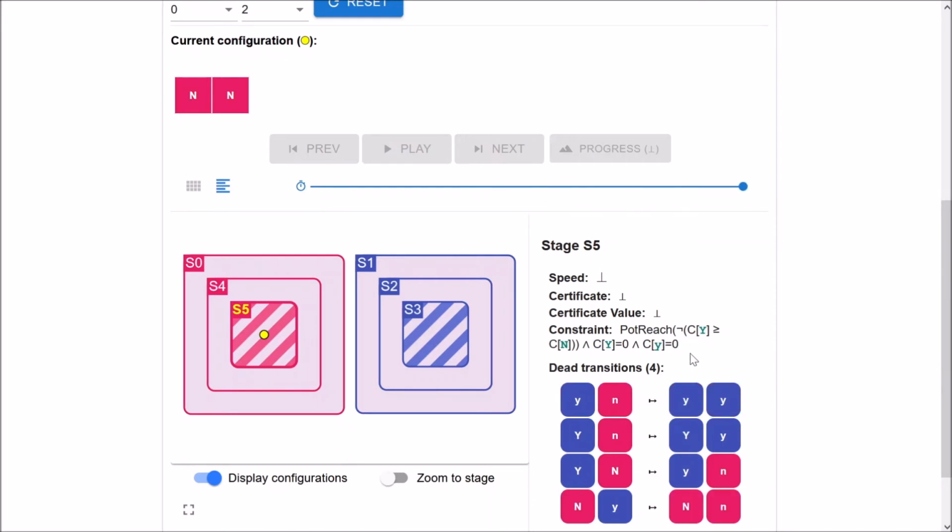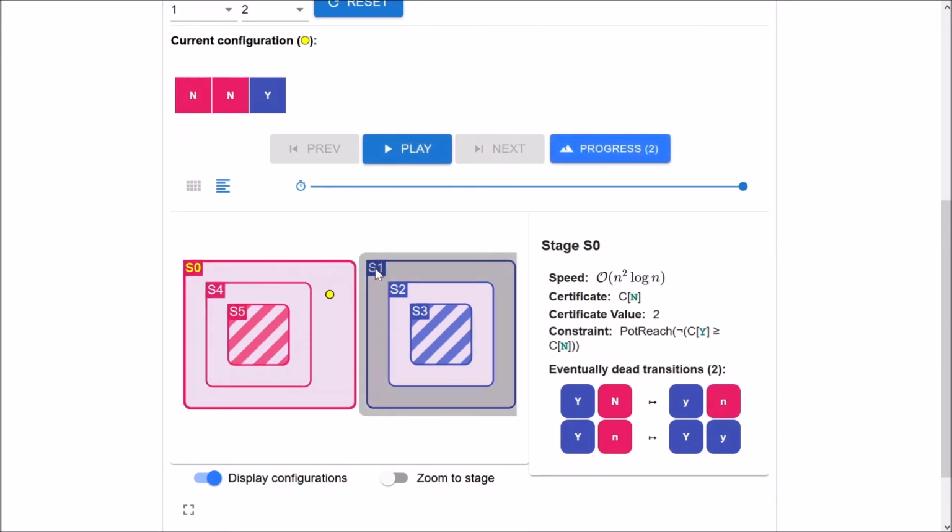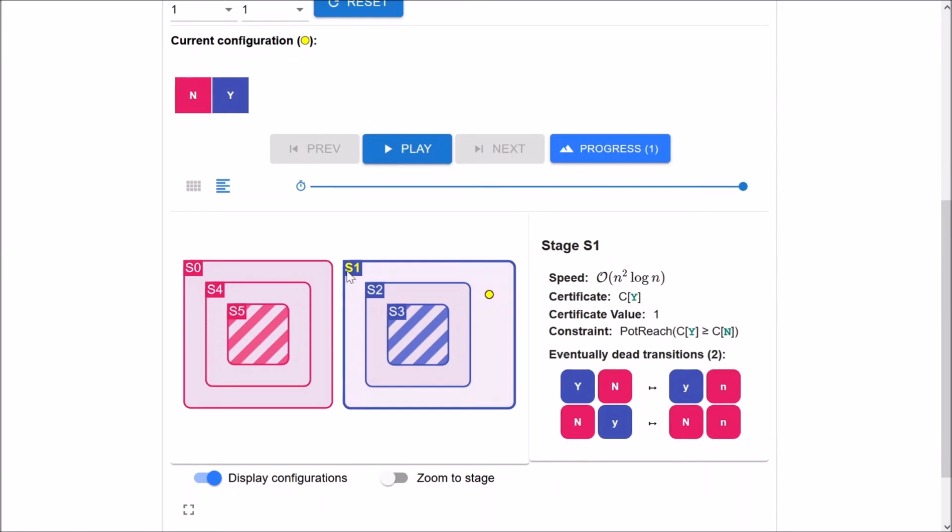It is easy to see that together the two stage graphs prove the correctness of the protocol. Even better, the automatically generated stage graphs correspond to the earlier intuitive reasoning using phases. The outer stages S0 and S1 can be mapped to the first phase. The middle stages S4 and S2 can be mapped to the second phase, and the terminal stages S5 and S3 can be mapped to the third phase.